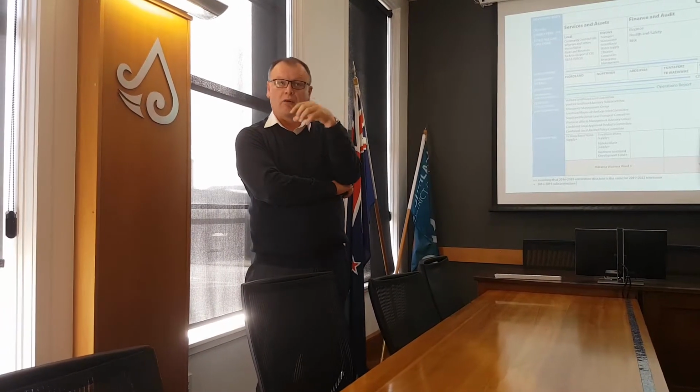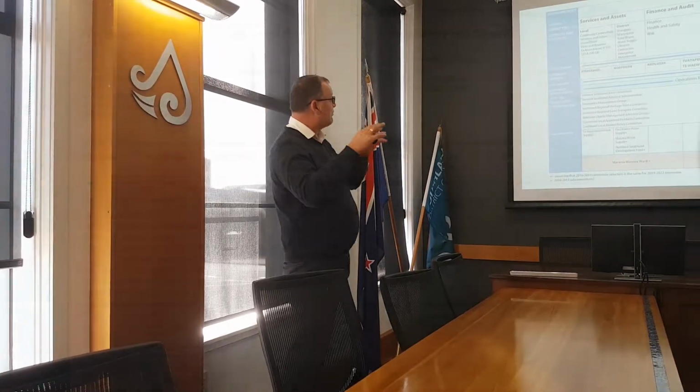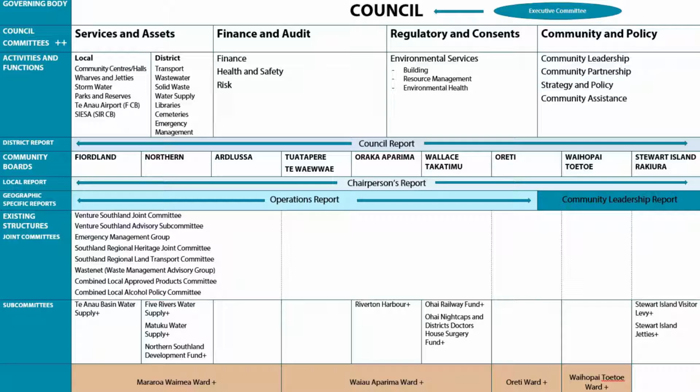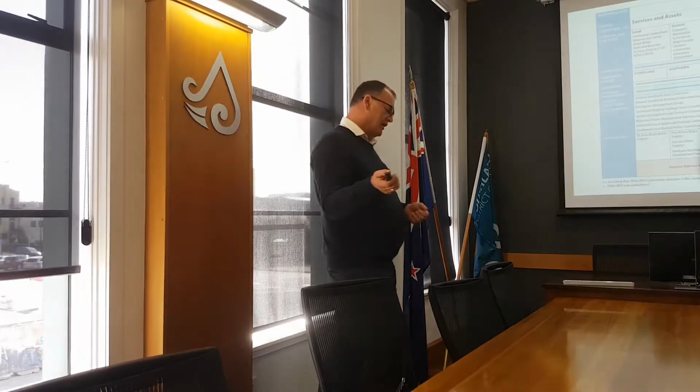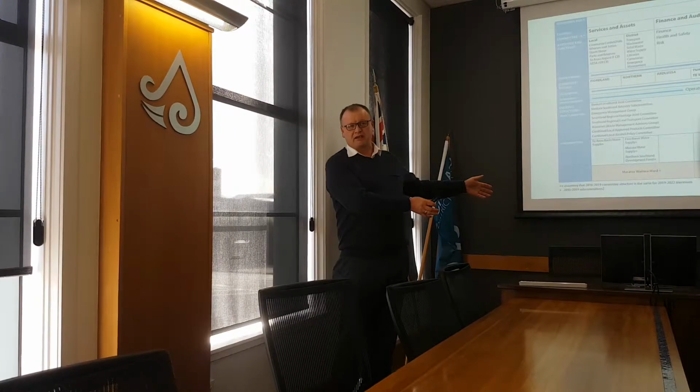So we have our Services and Assets Group. We have a finance team, and we have a people capability team with responsibilities for health and safety and finance, so they're covered off through the Finance and Audit Committee. We have an environmental services group, which again will service the Regulatory and Consents Committee, and we have a Community and Futures group, which primarily will focus their work through to the Community and Strategy Committee. There are bits where there's rollovers and toing and froing in between, but predominantly that committee structure reflects our operational structure.